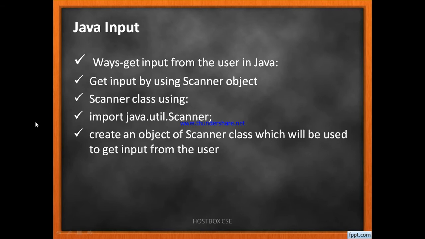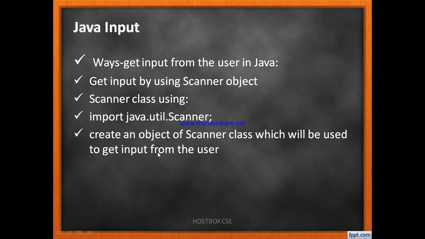Next, very important, Java input. Generally there are many ways to get input from the user in Java programming. One is the Scanner, a general method that many people use, and it is supported by all Java compilers. So you can use the Scanner class. The first step in your program is to add the package, import java.util.Scanner. Then create an object of the Scanner class, which will be used to get input from the user.